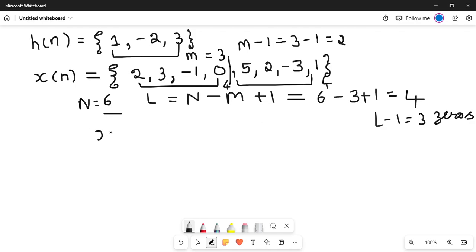Now, x1 of n, I'll just tell you in simple language so that you can understand better. So for x1 of n, we have already divided by 4, as we got l is equal to 4. So this l is 4 for us. We have divided by 4 here.